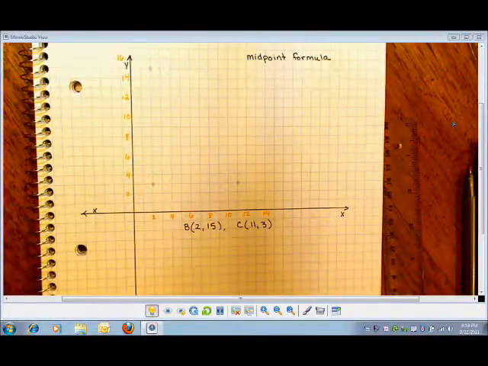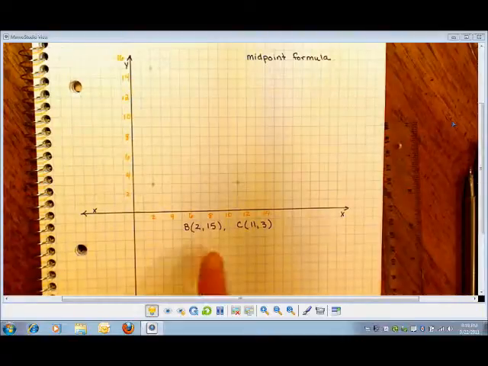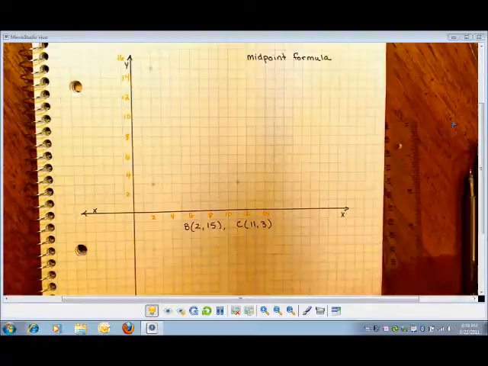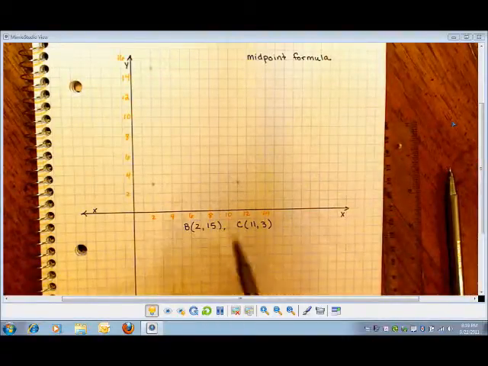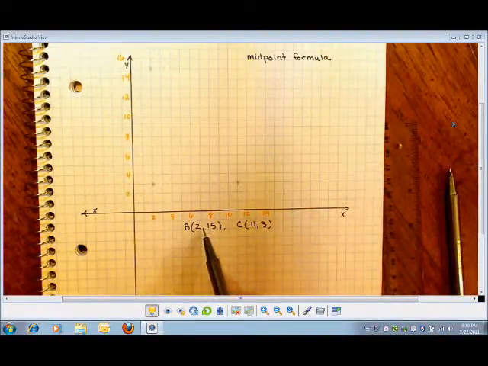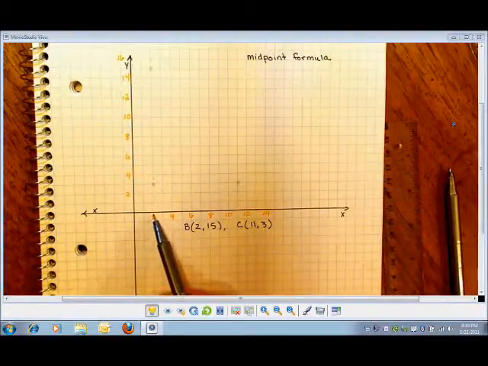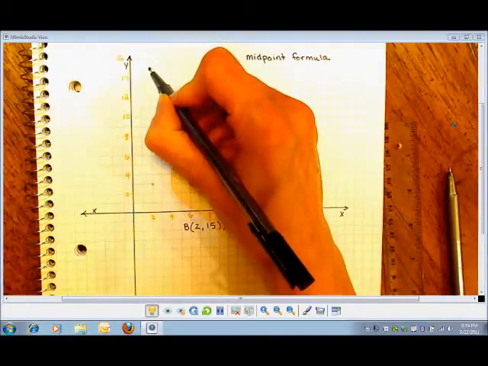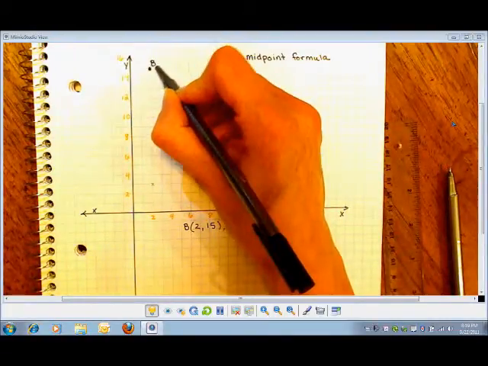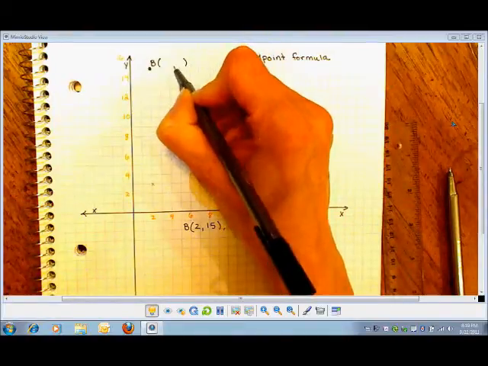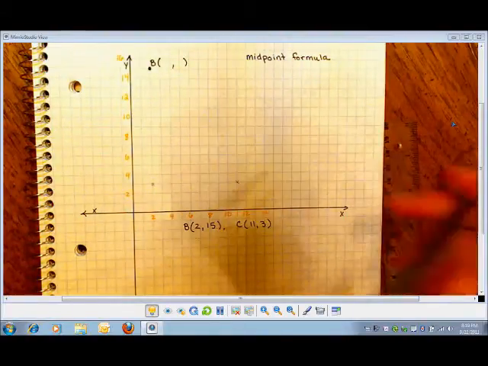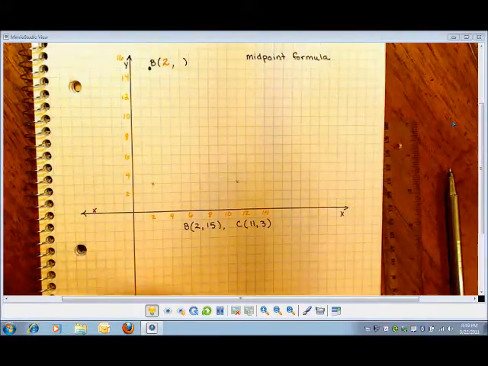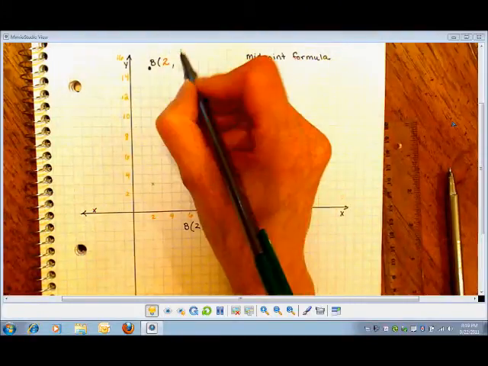Let's examine the midpoint formula. I'm given the coordinates of two points, B and C, so I'm going to go ahead and plot those. Point B is at 2, 15. So here's 2, 15. Point B is right here. I'm going to label that B, and I'm going to label my coordinates. My x is 2, and my y is 15.